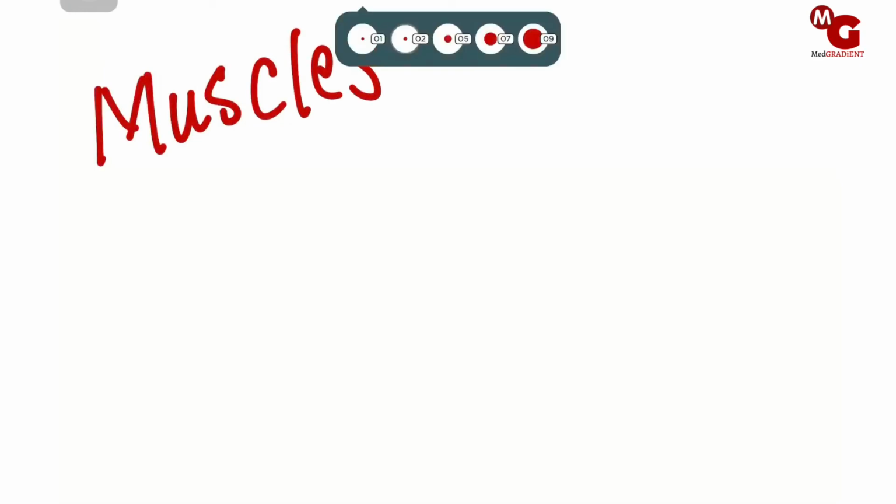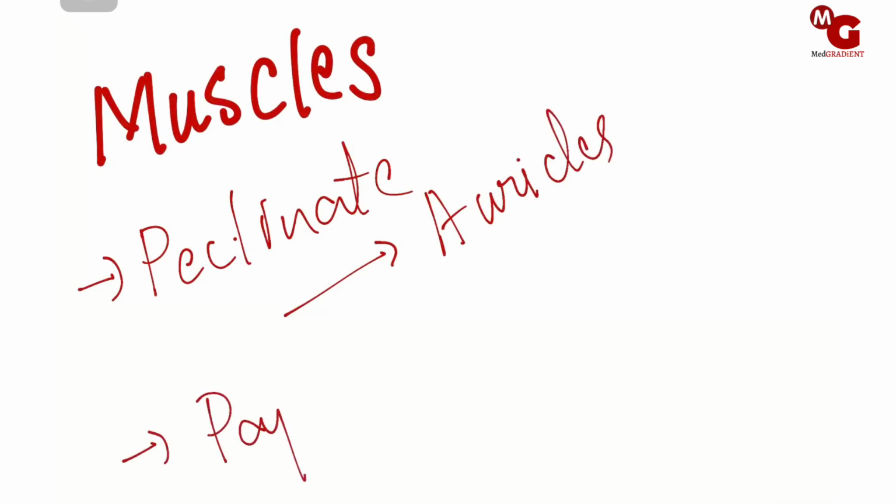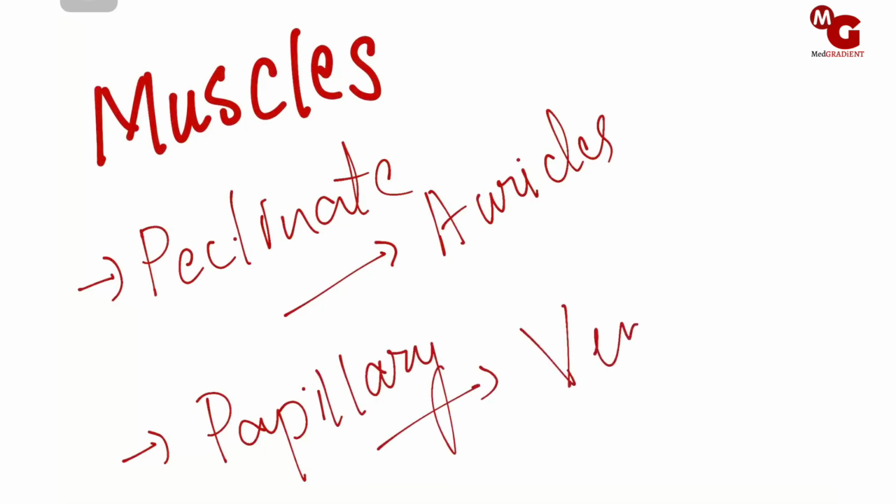Now after this, we got to know that we have got two kinds of muscles in our heart, right? We've got pectinate in the auricles, and we've got papillary in the ventricles. Do not mix them up, right? We've got papillary in the ventricles.